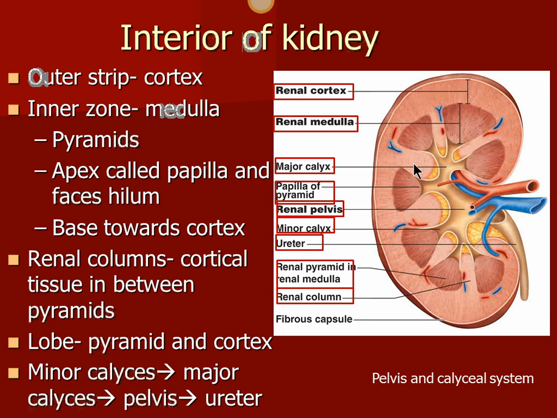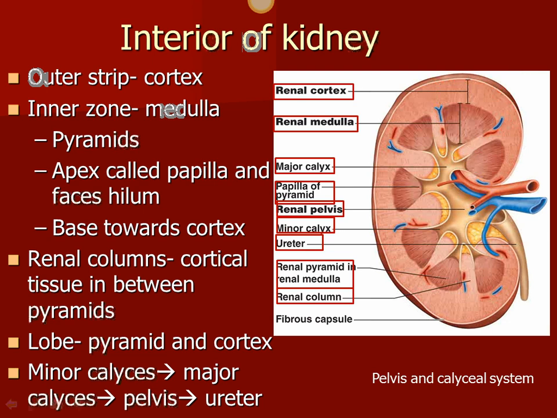Now this area, which is the pyramid, along with half of one column, half of the other column, and the associated cortex. Can you see this part like this? If you take this, this is known as the lobe of the kidney. Usually you'll have about 8 to 10 of these lobes. So the lobe of the kidney is the pyramid with the adjacent cortical area, the renal column on either side, and on top is the part of the cortex. So that's called the lobe of the kidney.